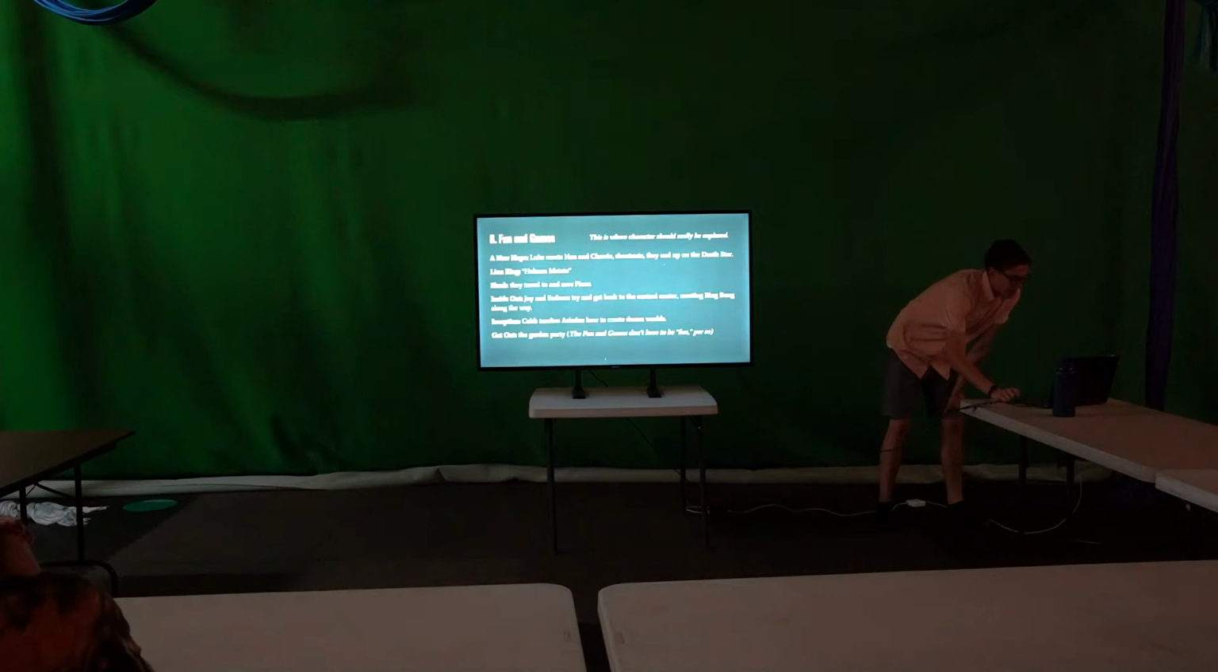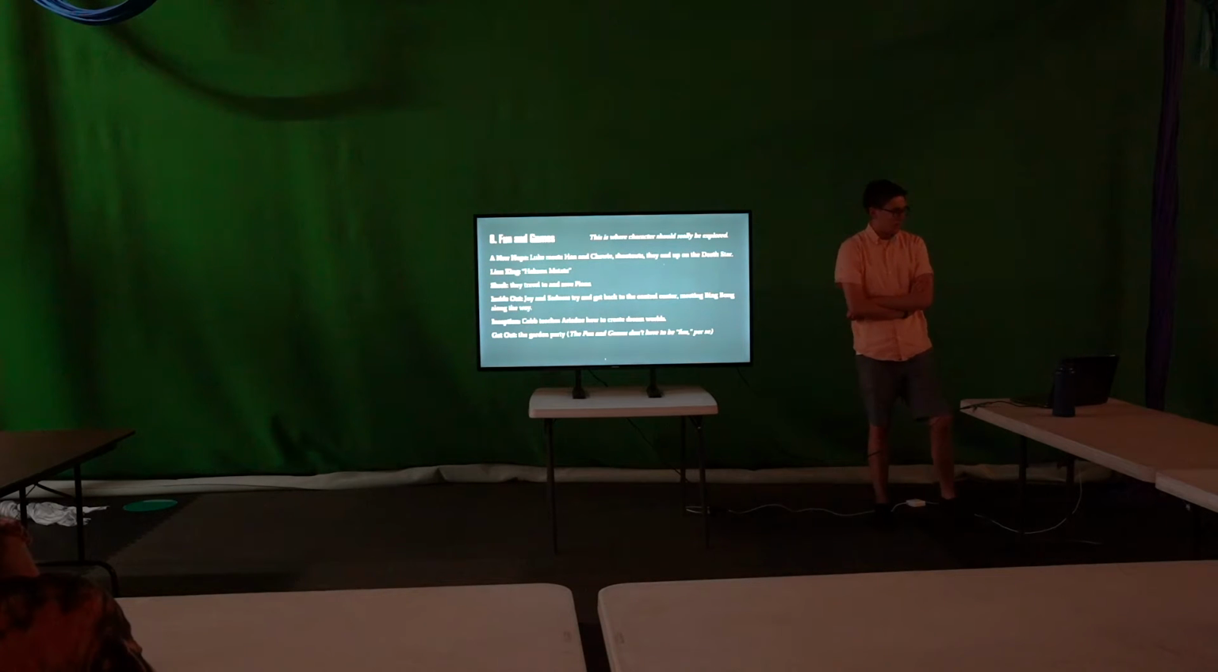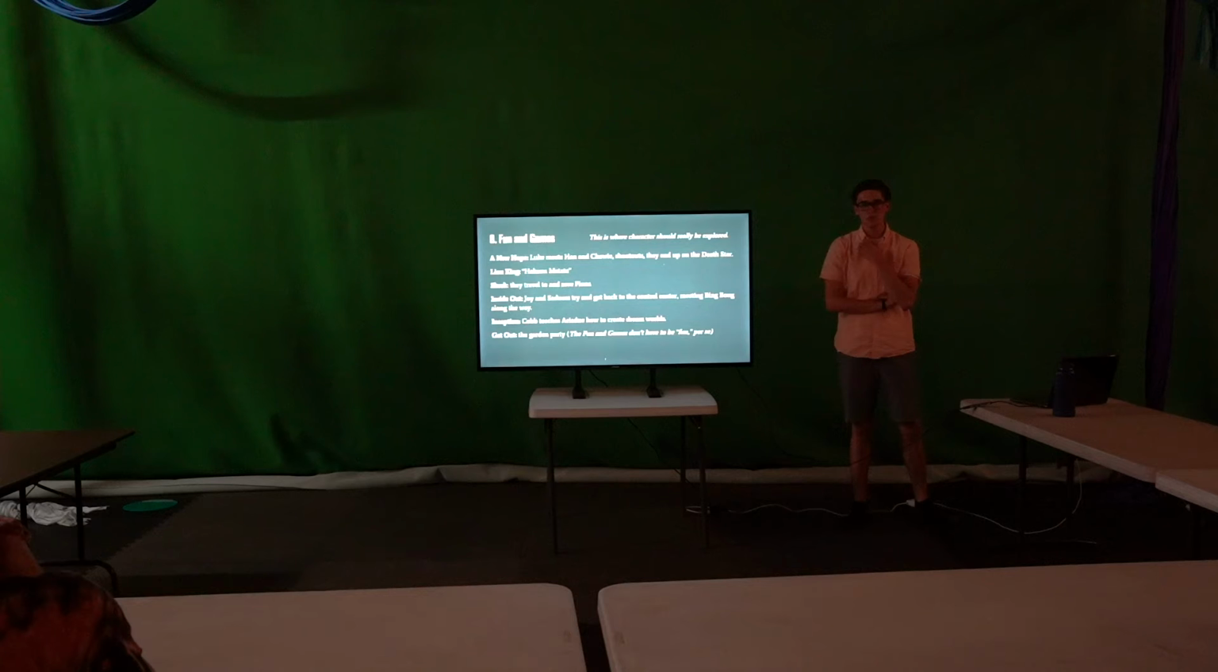Here's some of the other examples. Luke meets Han and Chewie. They end up on the Death Star in A New Hope. Shrek, they travel to and save Fiona. That one, I'm not so sure about. You can argue with me about that, but I kind of figured that would be the fun and games for Shrek.